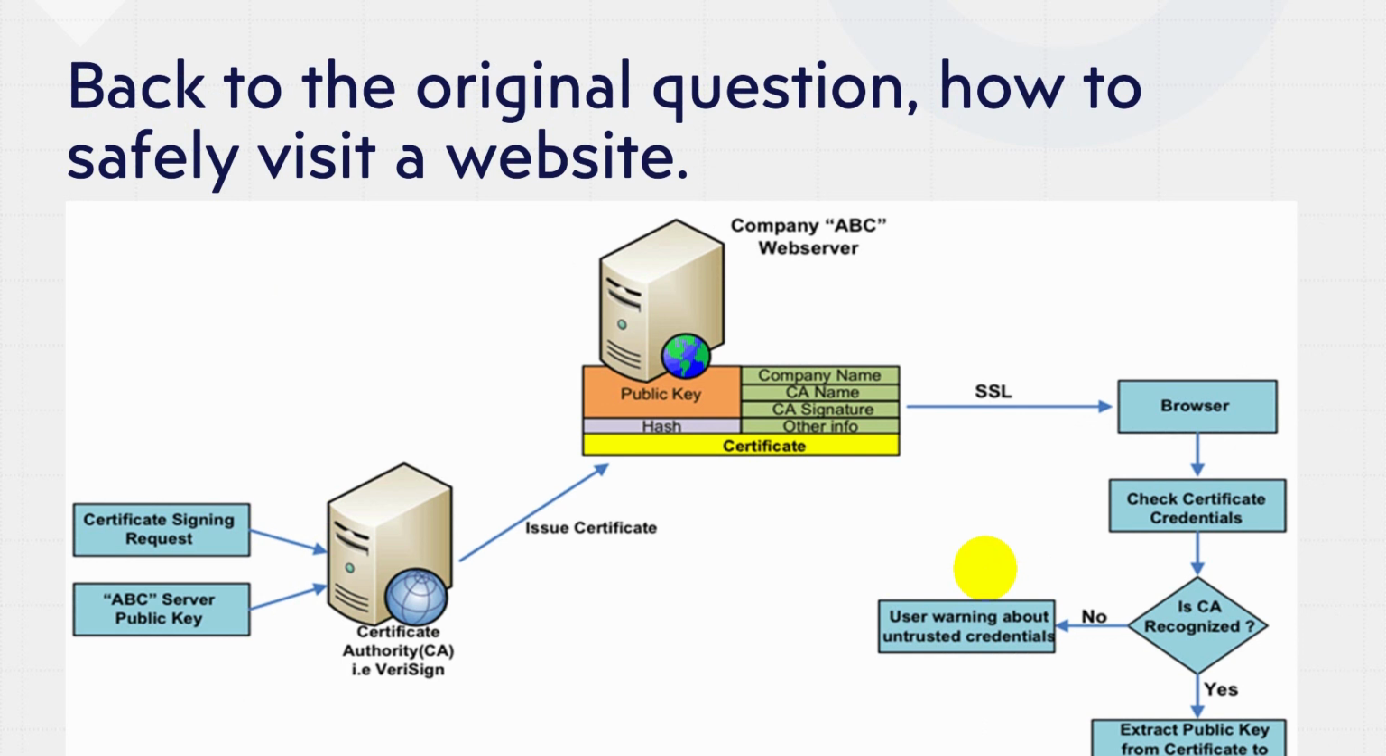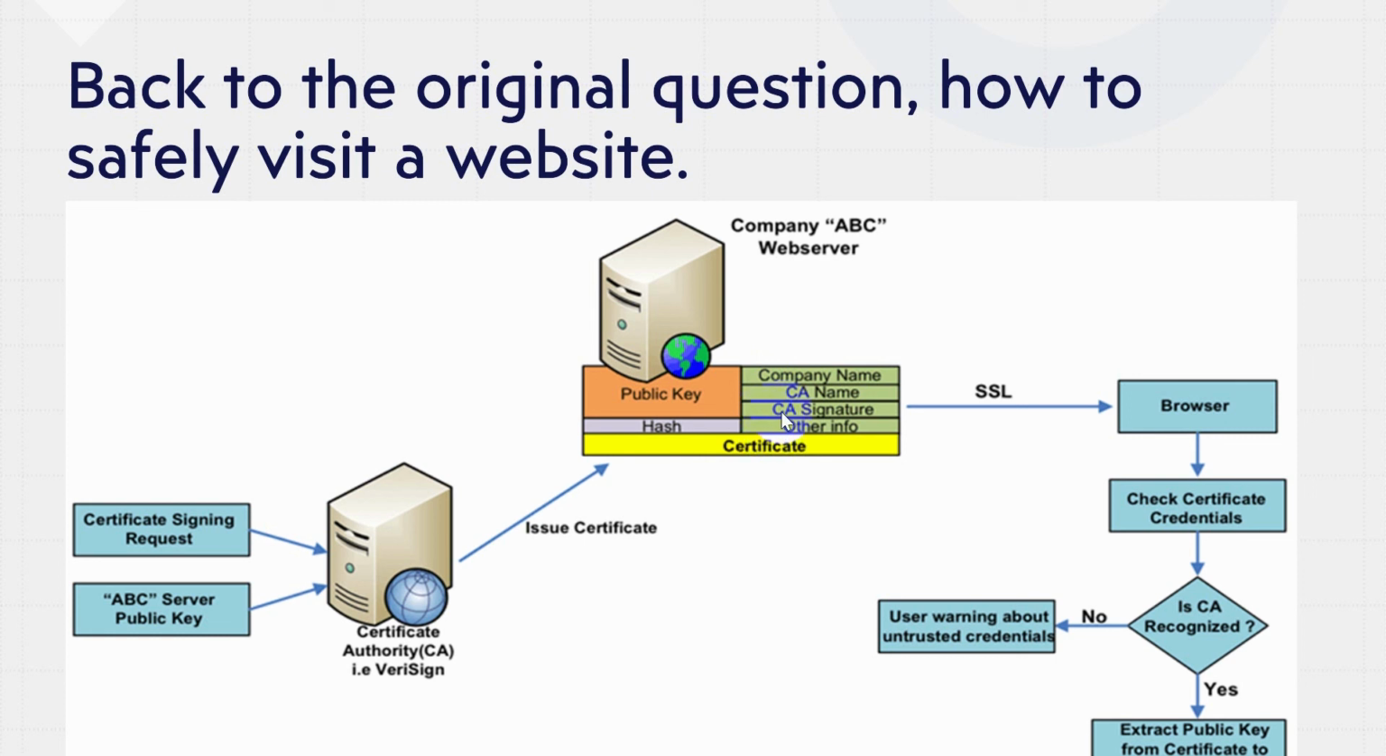Back to the original question, how do we safely visit a website? So before we visit, the website gets a certificate from the CA. They request the certificate and they give the public key to the CA. The CA checks all of the information to make sure that it's correct and safe, and if it is, then they give a certificate to the website or the web server. The certificate contains the public key, the hash, company name, CA signature, and other information.